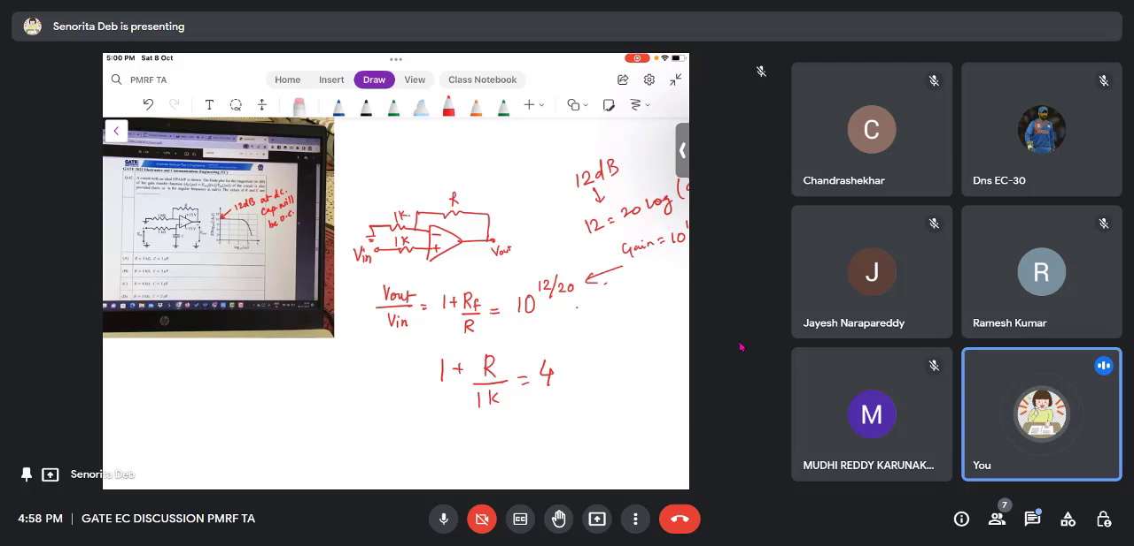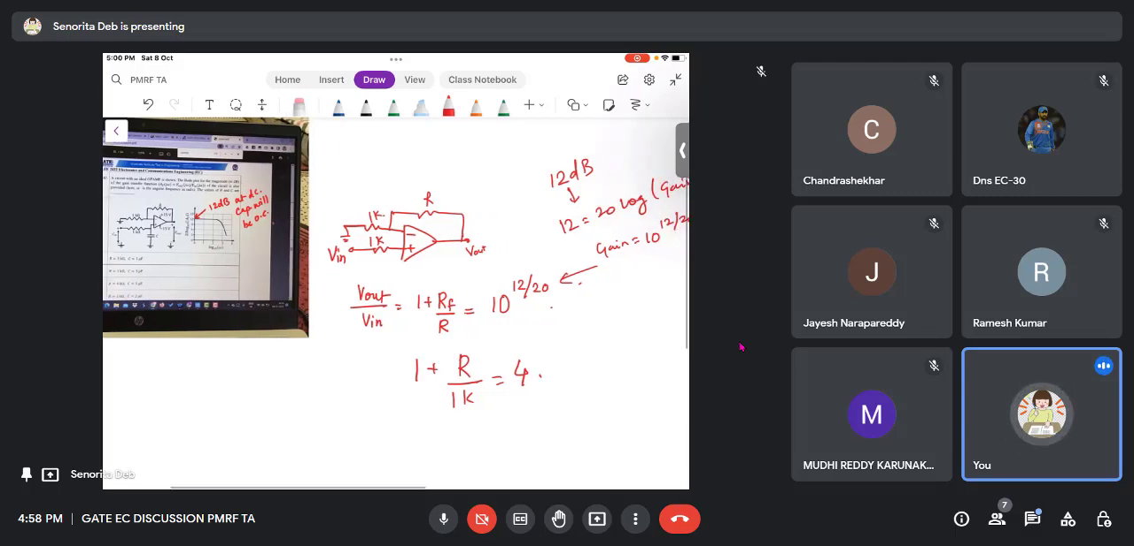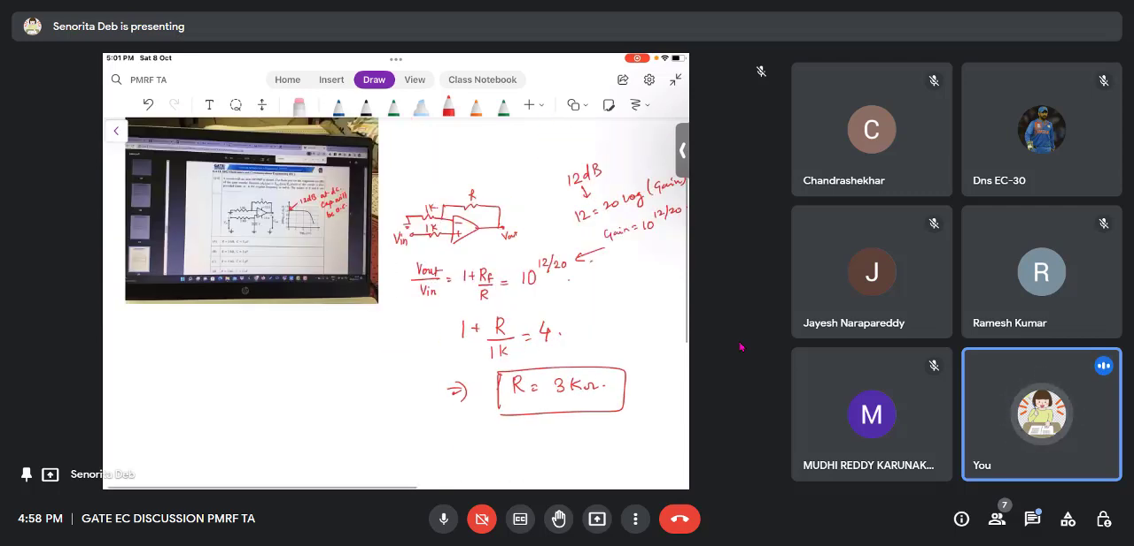Approximately equal to 4. Okay, so this implies R is nothing but 3 kilo ohms. Till here is it fine or any doubt? Then I will proceed. Yes, ma'am. Okay, so because Chandrasekhar is the only one responding, I am taking it that it is fine for the others also.